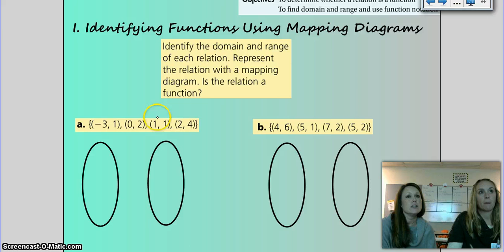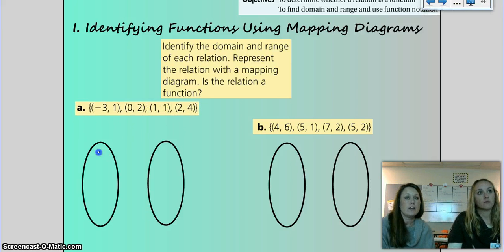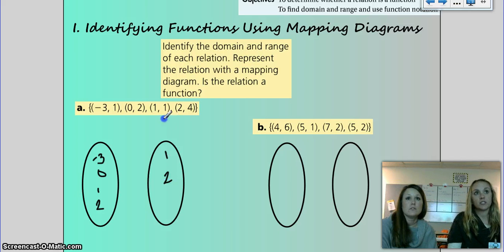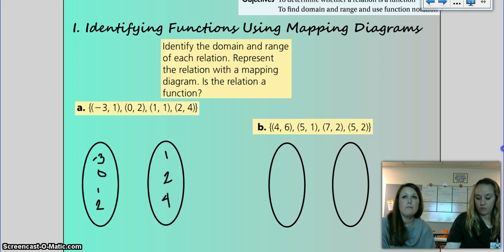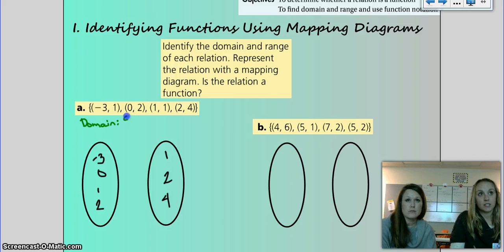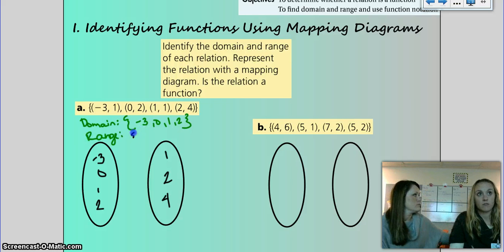All right. So we're going to list our domains, which are those first values. So -3, 0, 1, and 2. So I'm just listing out my x's, correct? You are. And those are in numerical order. And then 1, 2. Already listed 1. Oh, 1's are a repeat. And then 4. So now I need to say my domain. Braces. So I can say -3, 0, 1, 2. Close that bad boy. And then range would be my y values. So I have 1, 2, and 4.